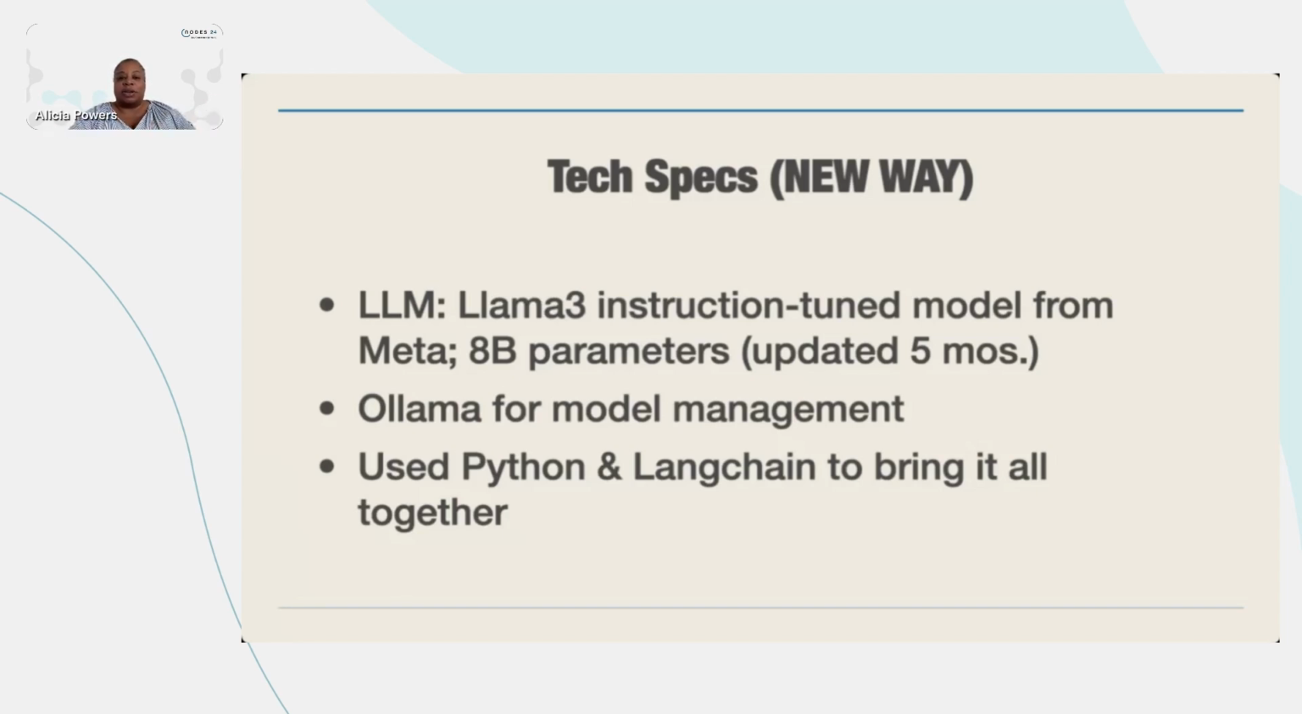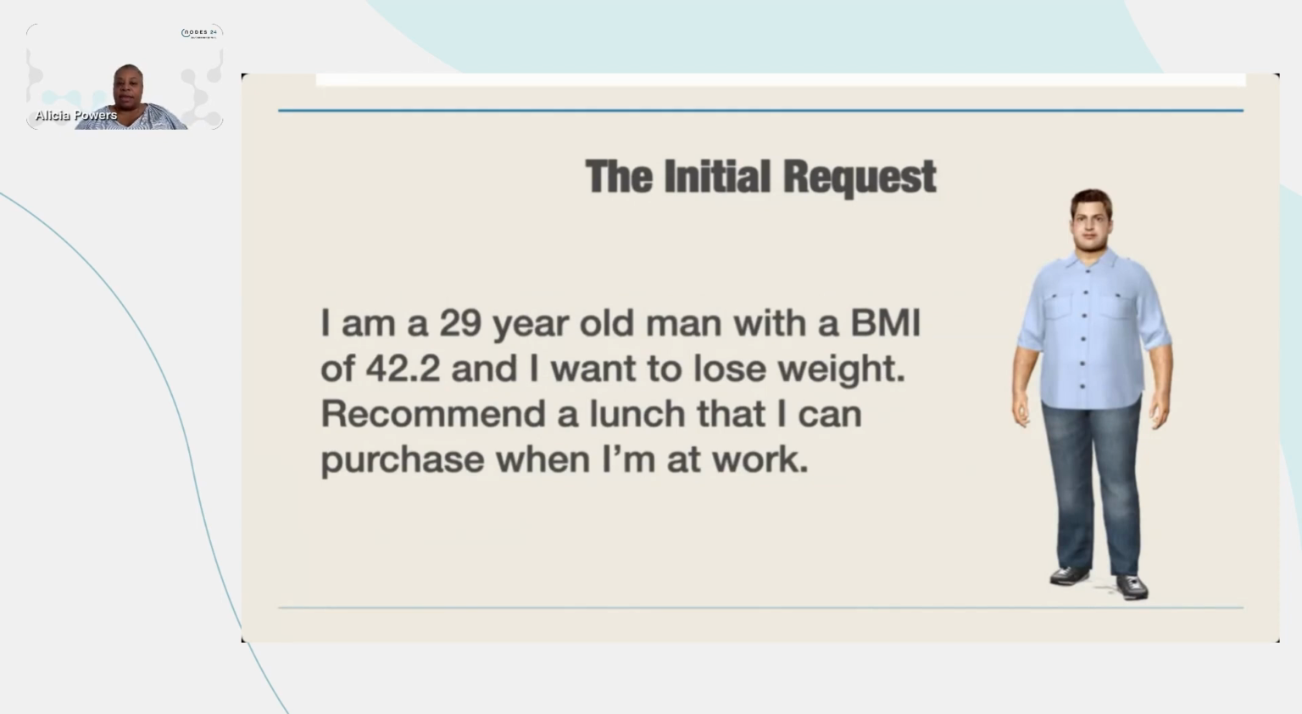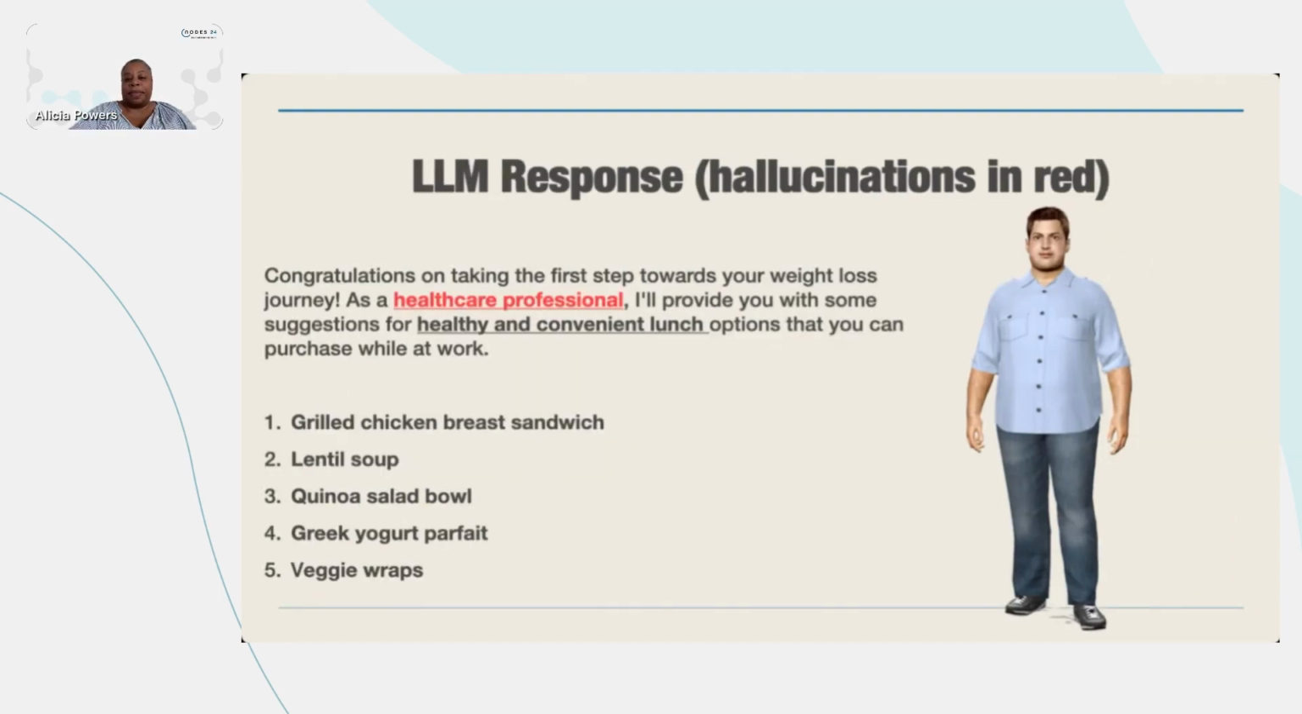So let's go to the new way. We've got this guy. He gives us this information. He's 29 years old. He has a BMI of this. He wants to lose weight. Let's do recommendations. I started with the baseline of just asking the model what its recommendations would be. It gave a lot of stuff, but this is kind of the core part.